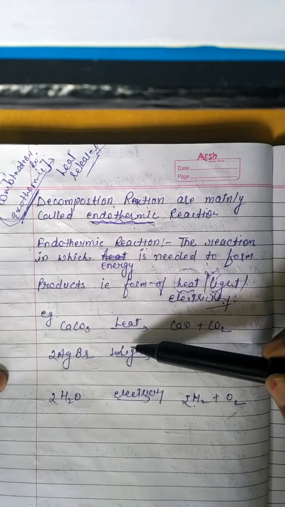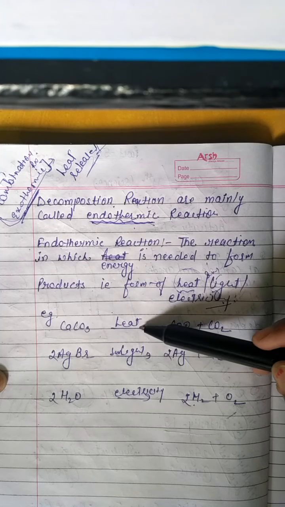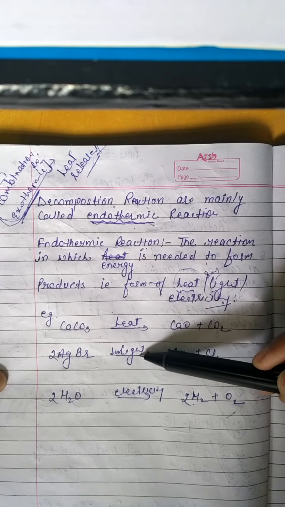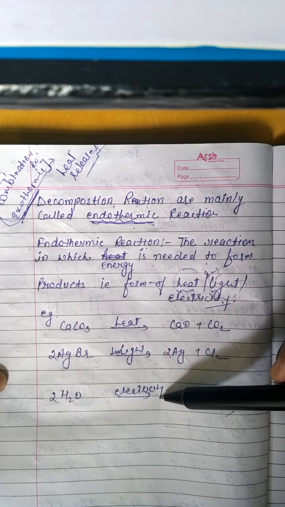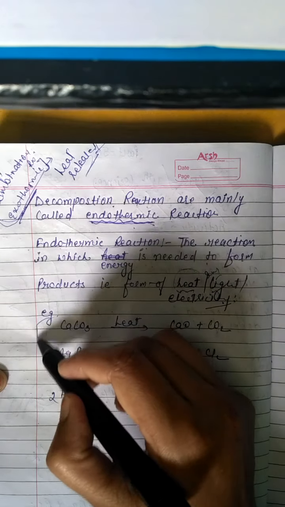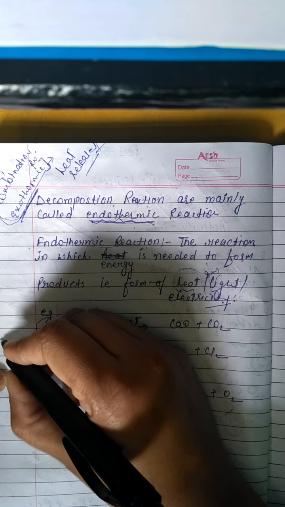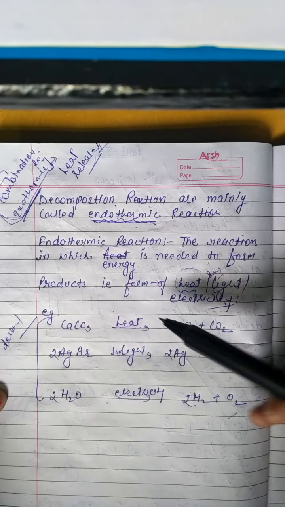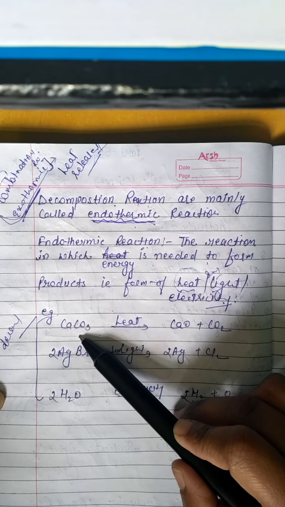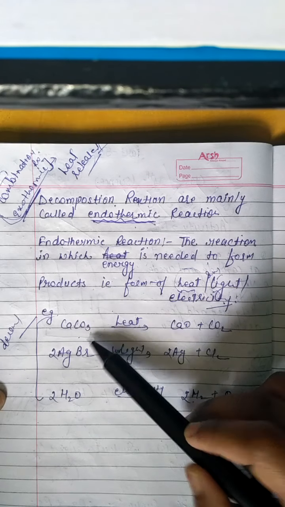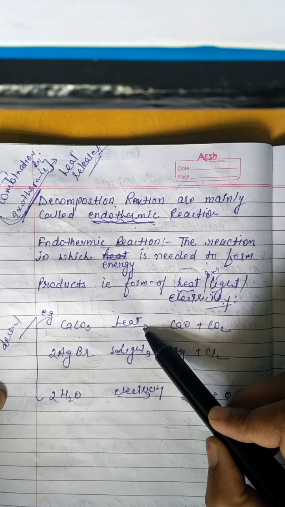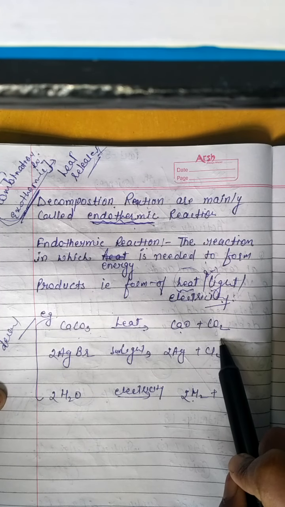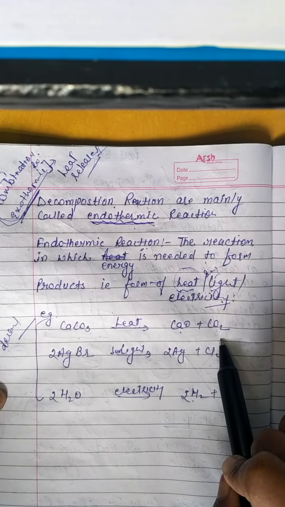Now, endothermic reactions are of 3 types. Already we have discussed: those that take place in the presence of heat, in the presence of sunlight, and in the presence of electricity. This is also an example of an endothermic reaction and also an example of a decomposition reaction. Firstly, we take calcium carbonate, CaCO3. That reaction takes place in the presence of heat, and it forms calcium oxide and carbon dioxide gas is released.